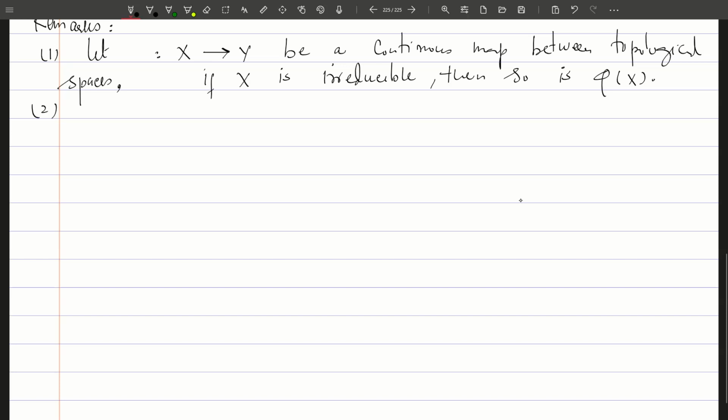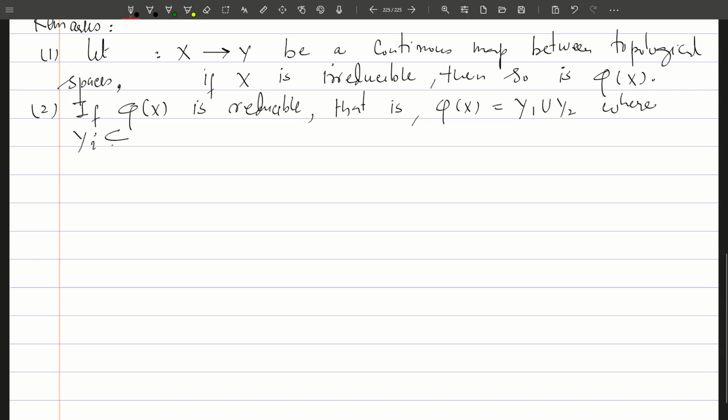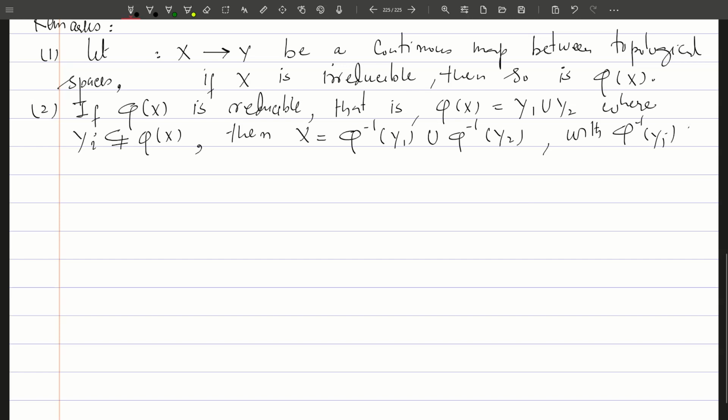So this is the first remark, and the second remark is that if phi of X is reducible, that is, we can write this phi of X as Y1 union Y2, where Yi is properly contained in phi of X, so they are the closed sets, then this X is actually the inverse image under phi of Y1 union the inverse image under phi of Y2, with phi inverse of Yi properly contained in X. So this is the second remark.